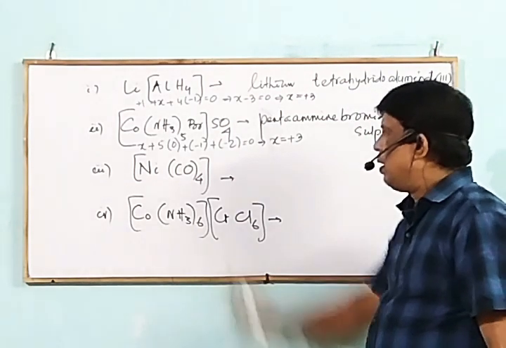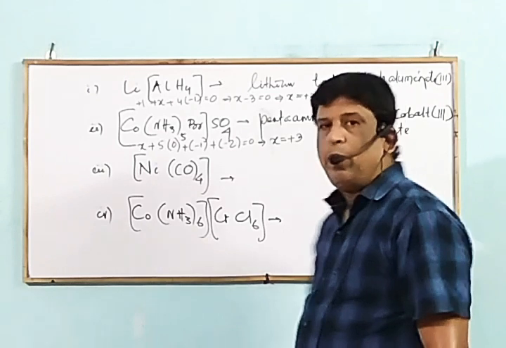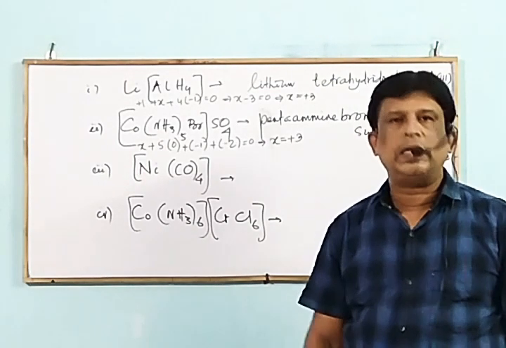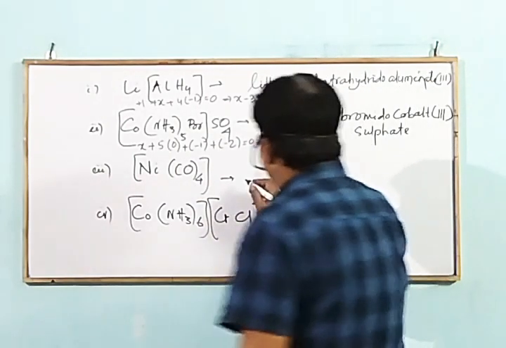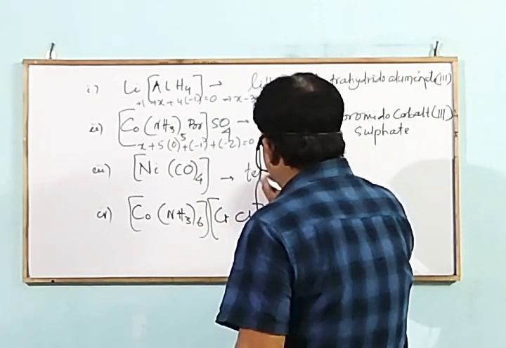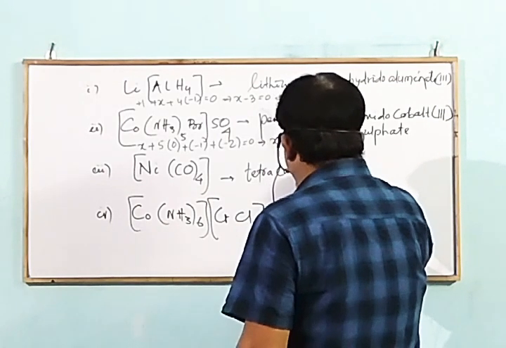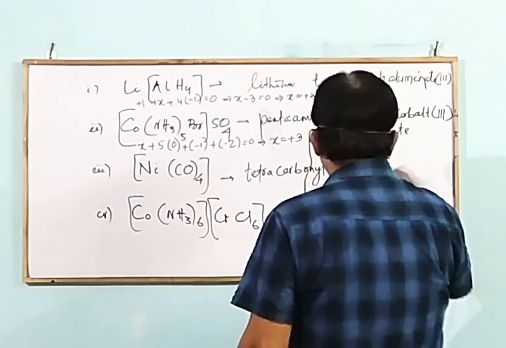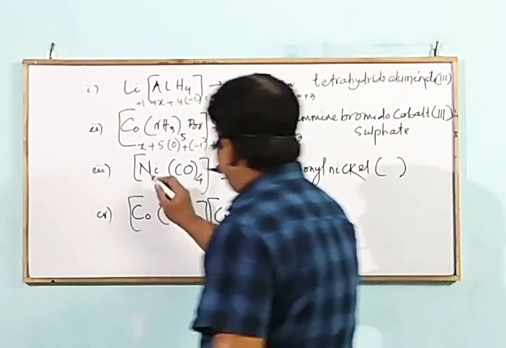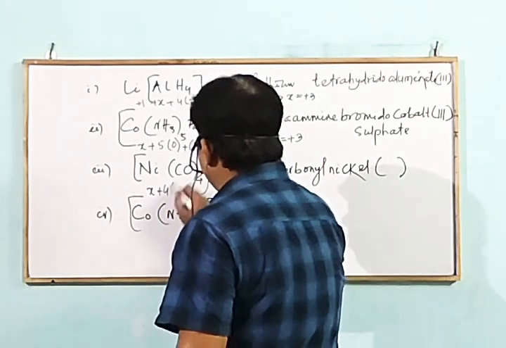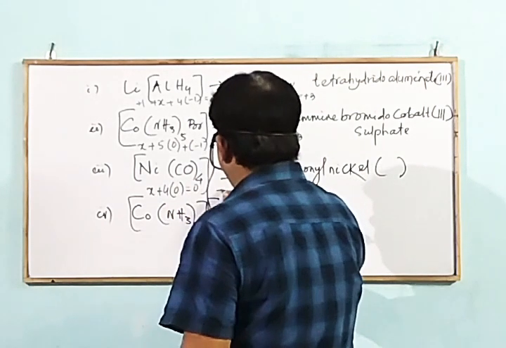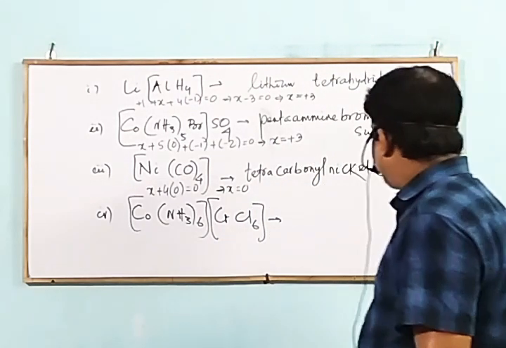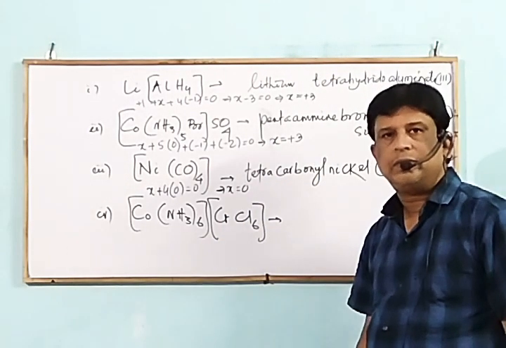Next is the third one, the neutral one. If a complex is a neutral one, then first we write the name of the ligands followed by the central metal atom. 4 is there, so tetra, carbonyl, nickel. Within bracket we have to write the oxidation number. It is not known, let it be X. 4 into neutral ligand 0 implies X is equal to 0. So its name is tetracarbonylnickel(0).